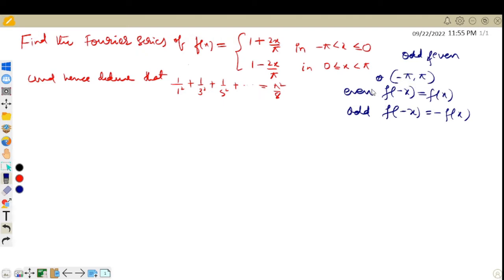How to check even and odd nature is the general procedure, but it differs in the interval 0 to 2 pi. In this interval 0 to 2 pi, to say that the given function f of x is even, we replace x by 2 pi minus x and it becomes f of x. We say it is even, and it is odd if f of 2 pi minus x is equal to minus f of x.